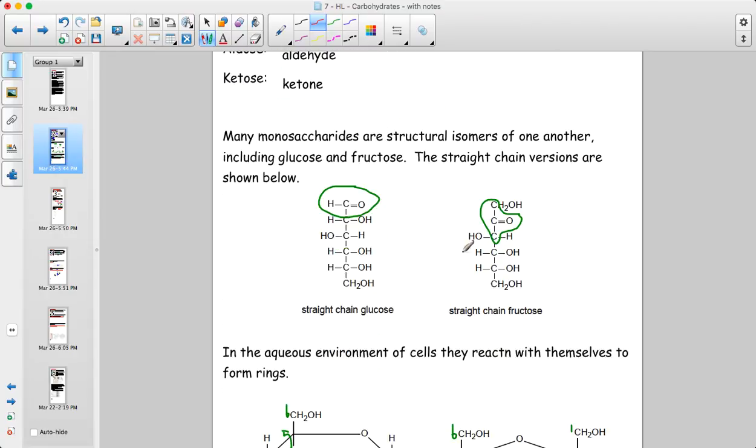Fructose also has multiple chiral carbons, but fructose actually only has 1, 2, 3.